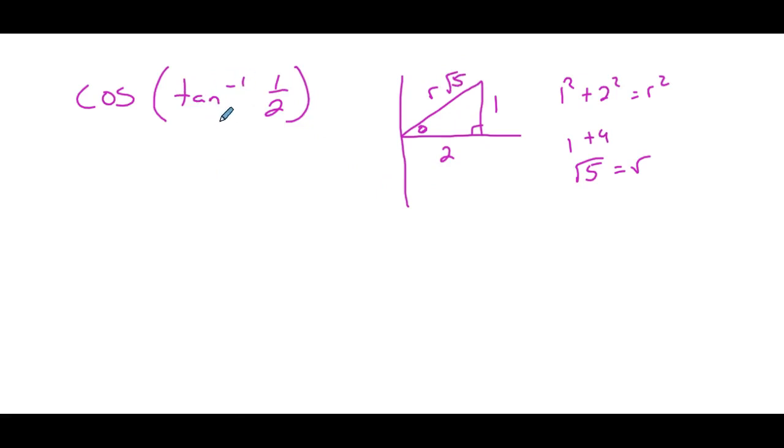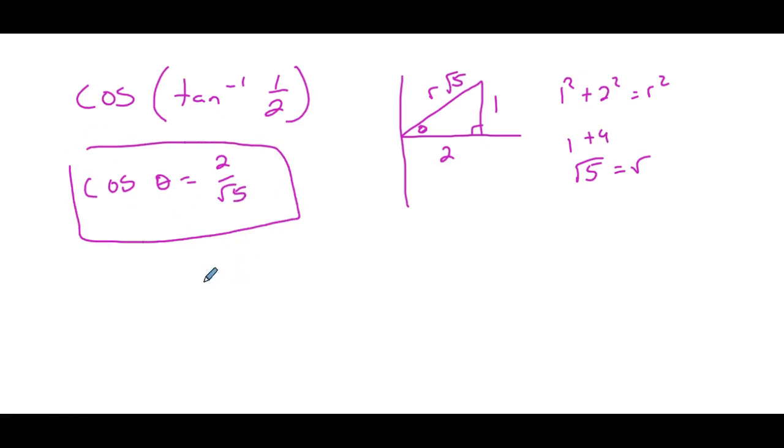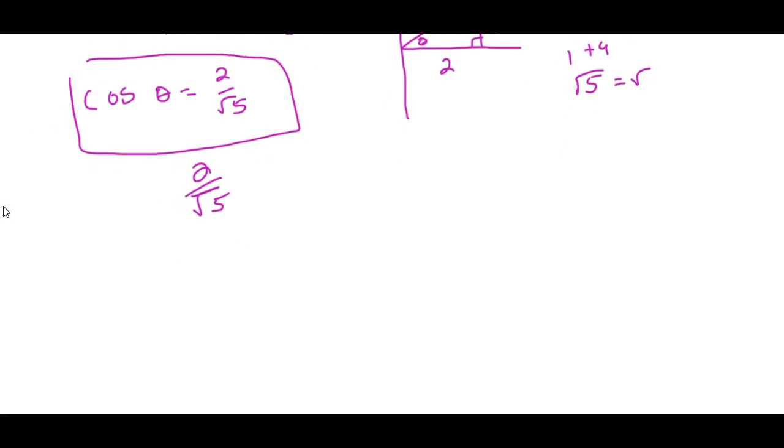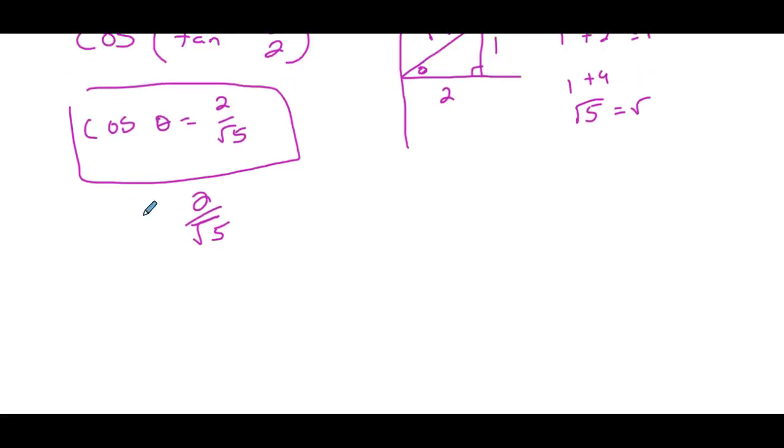So what would give me 1/2? What gives me 1/2 here is theta, right? So this becomes cosine of theta equals adjacent over hypotenuse, which is 2 over root 5. So this whole thing reduces to 2 over root 5. Okay? And if we're going to look at the next one here, this was number 16.